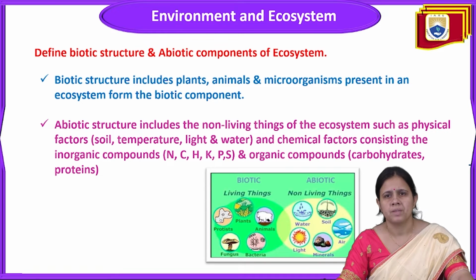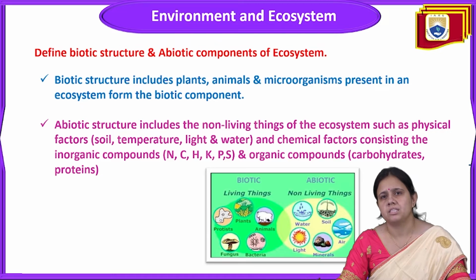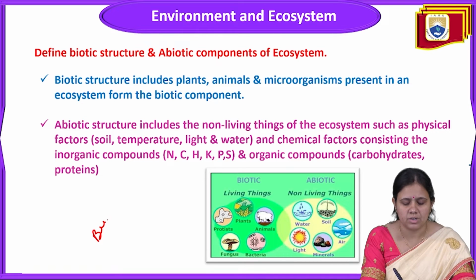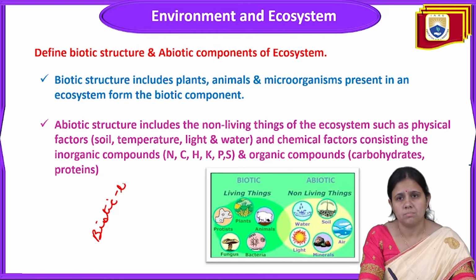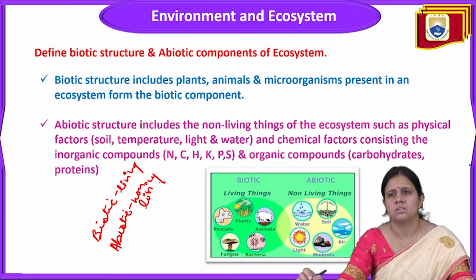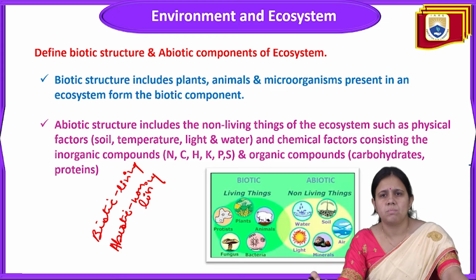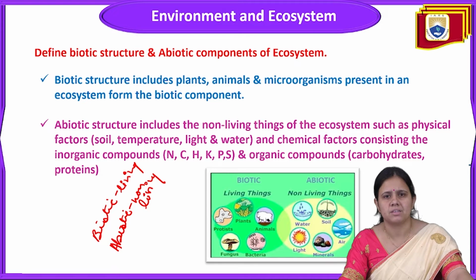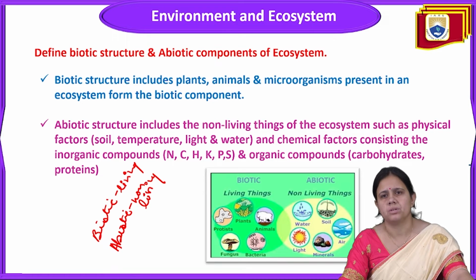First, the biotic structure means living organisms present on the earth. Biotic means living organisms and abiotic means non-living organisms present in the ecosystem. Altogether, the biotic structure and abiotic structure make an ecosystem. The biotic components of an ecosystem include the plants, animals and microorganisms present in it.